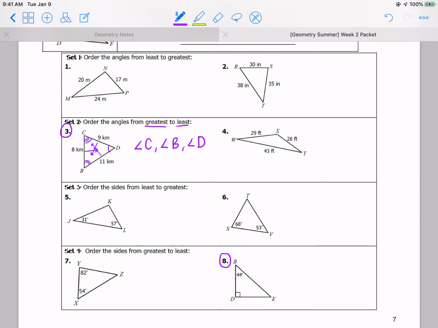Okay, number 8. Number 8, they gave us 2 angles, which is 44 and 90 degrees. So 180 minus 44 and minus 90, that's going to give us 46. So this angle is 46. Let's check how to find our sides. Smallest angle is 44, so that would be 1 tally mark. 46 is 2 tally marks. 90 would be 3 tally marks. So now I'm going to go from the greatest length, which is BE, and then BD, and then DE.